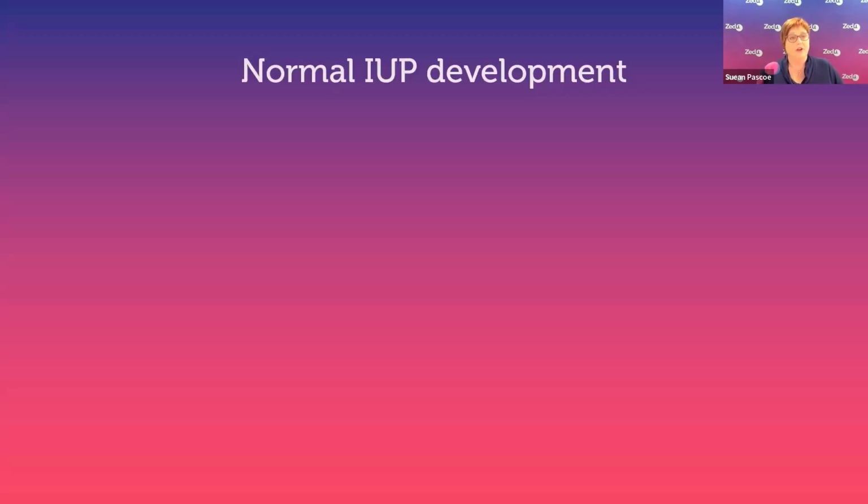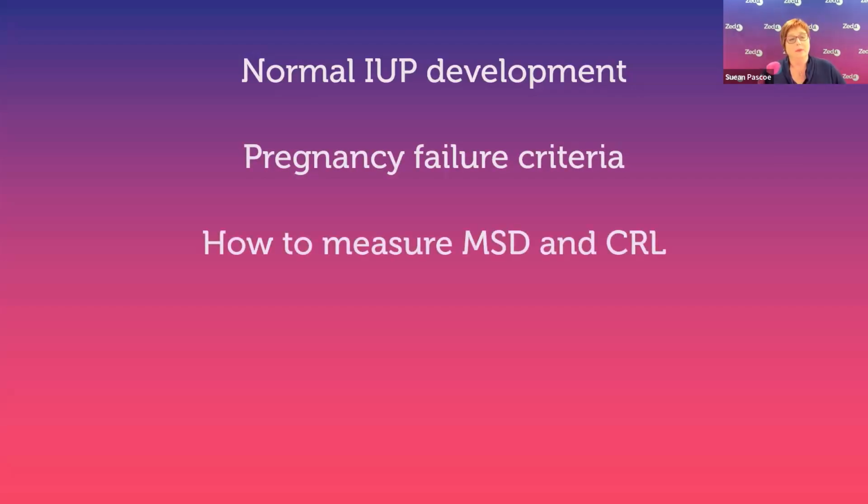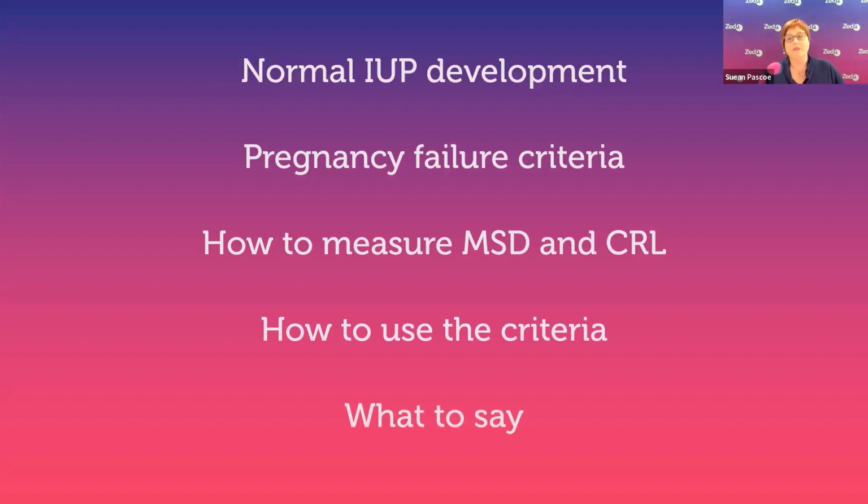So what we're going to cover tonight: I'm going to go through the normal developmental milestones of early intrauterine pregnancy development. We're going to look at the pregnancy failure criteria. I'm going to go over how to measure the mean sac diameter and the crown rump length, how we use the criteria to determine whether this pregnancy has failed, and then some of the things that we might say to our patient in the counselling session immediately as we finish the scan.